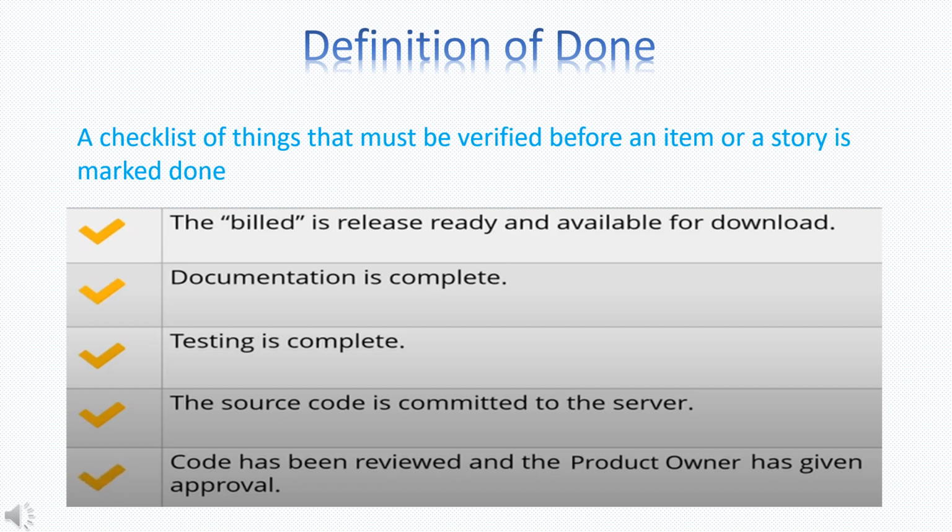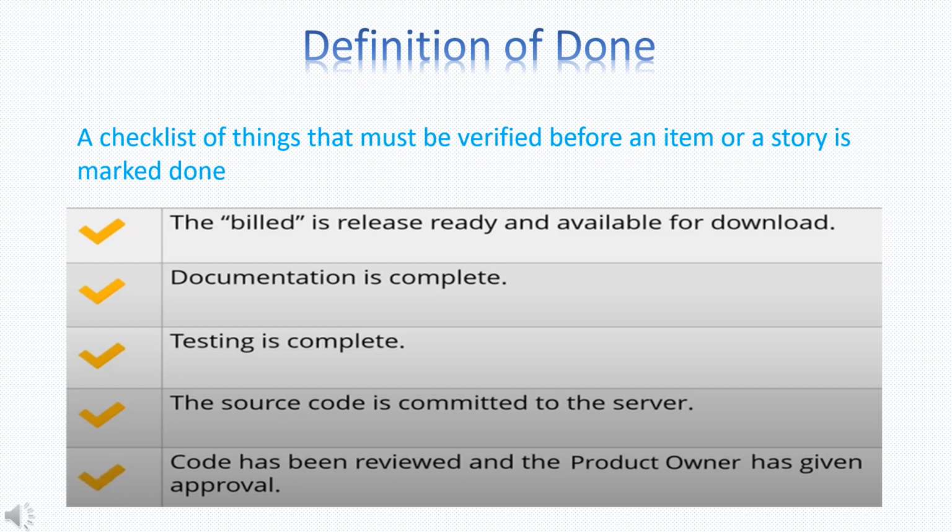The artifact, definition of done, is a checklist of things that have to be verified before an item is marked done. A definition of done can be applied to a user story, a sprint, a release, or even a project. The Scrum team collaboratively develops and agrees on all of the stipulations of the definition.